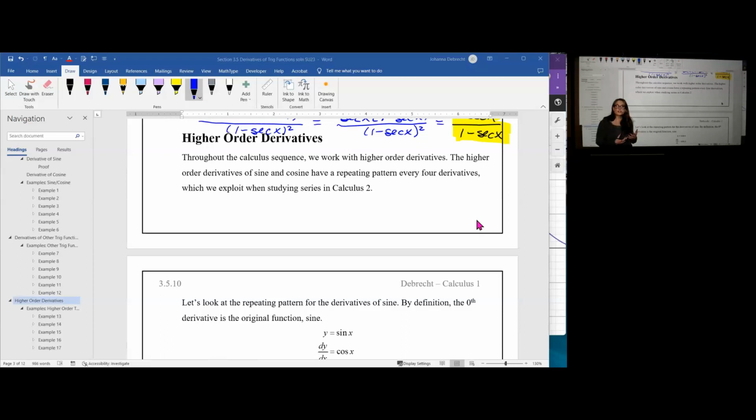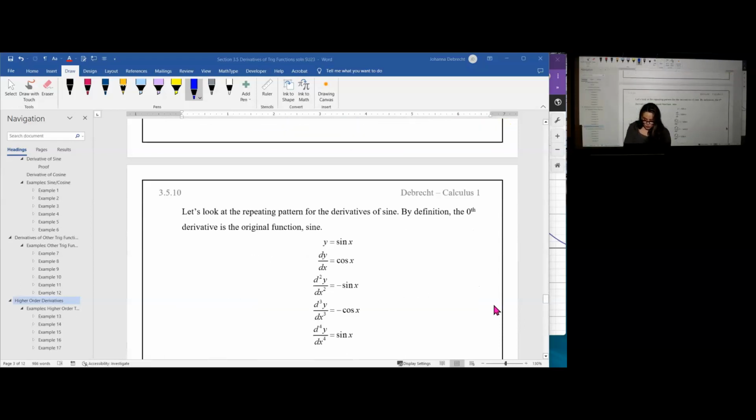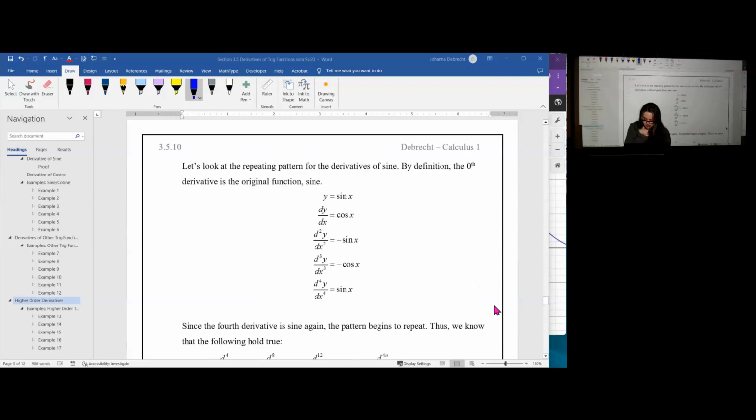In particular, we want to exploit a pattern that both sine and cosine have. They have a repeating pattern every 4 derivatives. The pattern repeats. Let's take a look at the pattern for sine. When we write the 0th derivative, we mean don't take the derivative. I know that sounds kind of crazy, but you'll use this notation again when we get into Calculus 2. The 0th derivative means you've taken the derivative 0 times, so it's still the function.